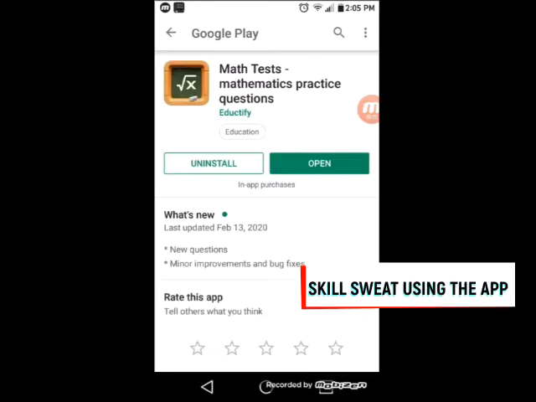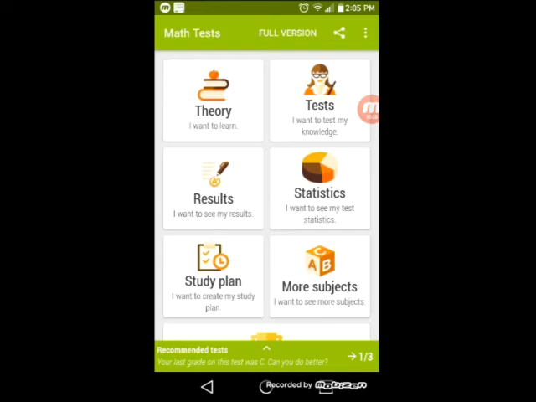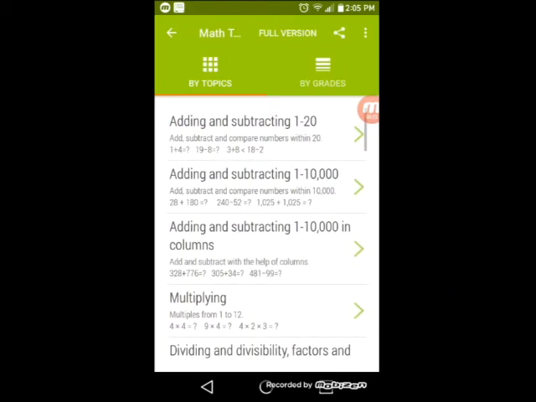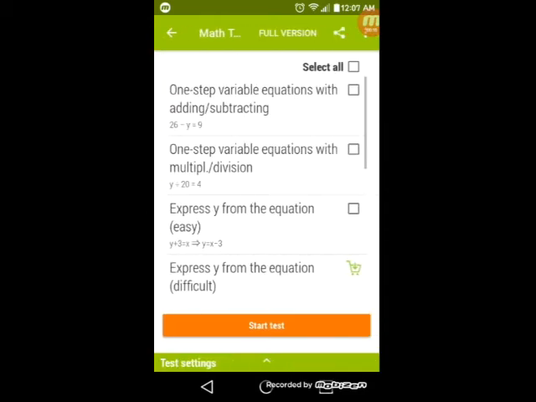In April, I had done a review on 3 maths apps. This was one of them, so you can return to that video to get more information about this app. We are going to variable equations, and now instead of one-step variable equations with adding and subtracting, we're going to the second one, which is variable equations with multiplication and division.